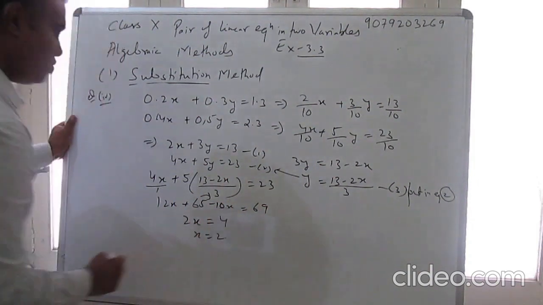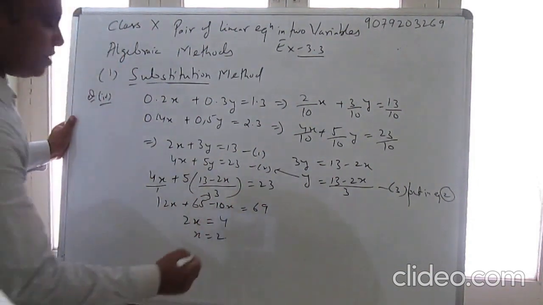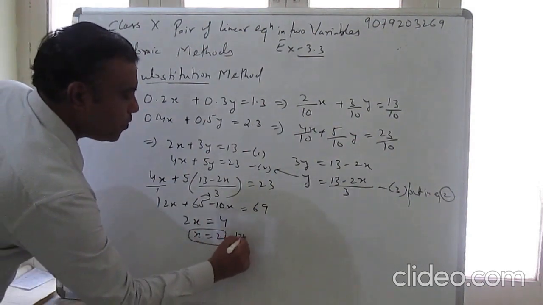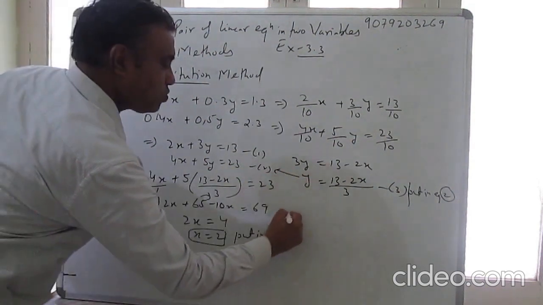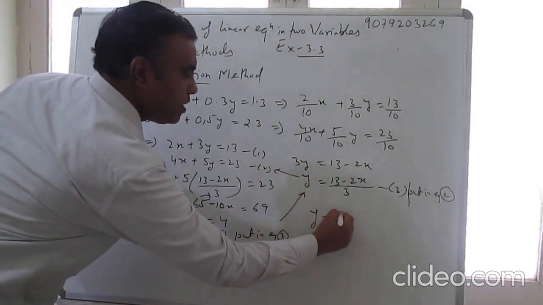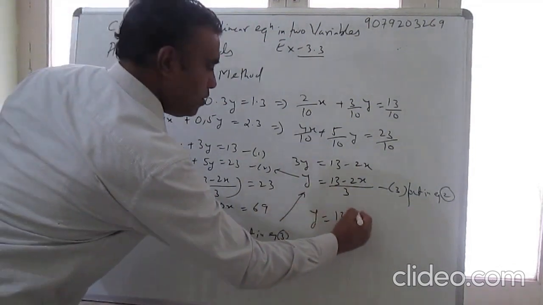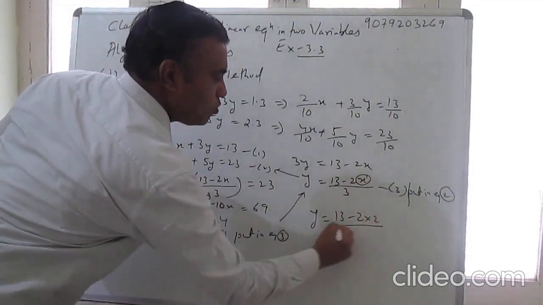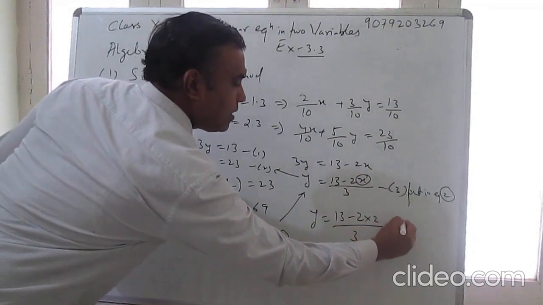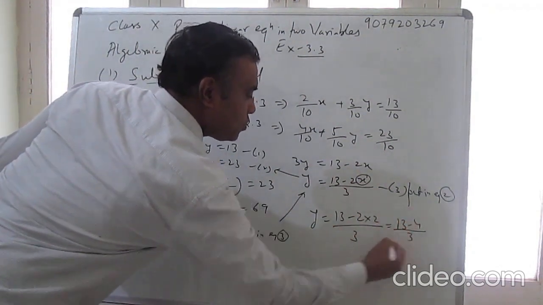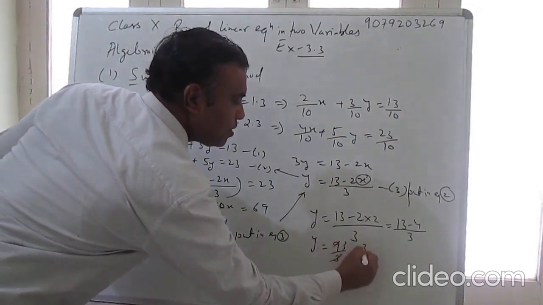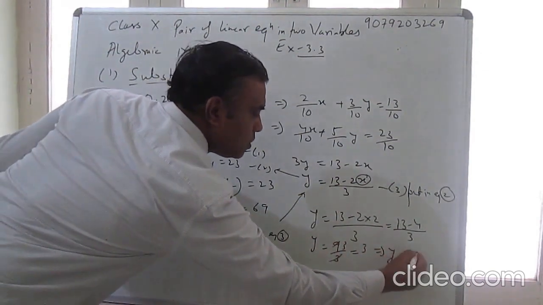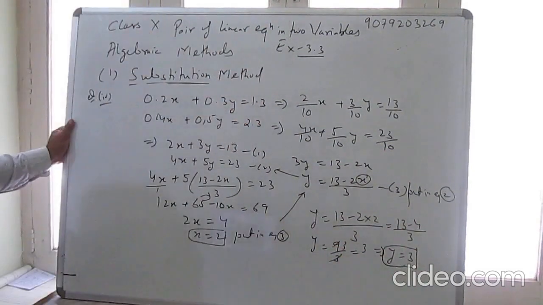x is equal to 2. You get x is equal to 2. Put in equation 3, you will get y. y is equal to 13 minus 2 into 2, where in place of x we put 2, upon 3. 13 minus 4 upon 3. y is equal to 9 upon 3. It means y is equal to 3. So this is the substitution method.